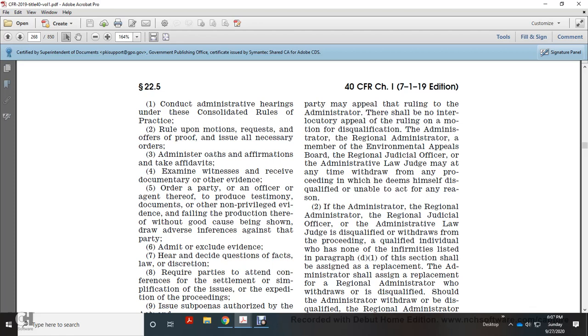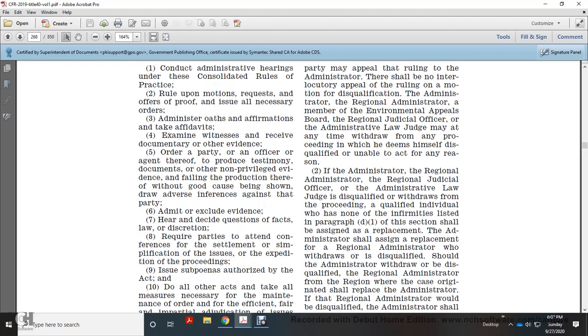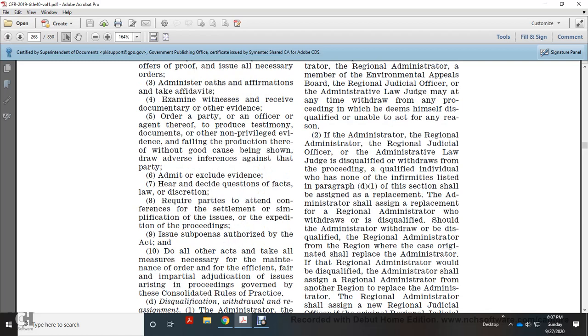in which he or she deems himself or herself disqualified or unable to act. Any person who is disqualified or withdraws from a proceeding shall be replaced: a qualified individual who has no infirmities listed in paragraph (d)(1) of this section shall be assigned as replacement. The administrator shall assign a replacement for the regional administrator who withdraws or is disqualified, which may be a regional administrator from another region where the case arose, if the regional administrator would be disqualified from the region.